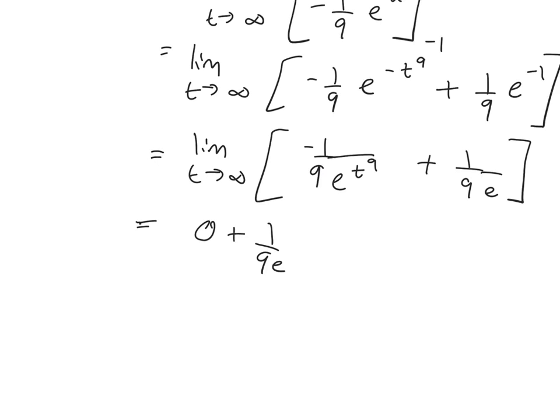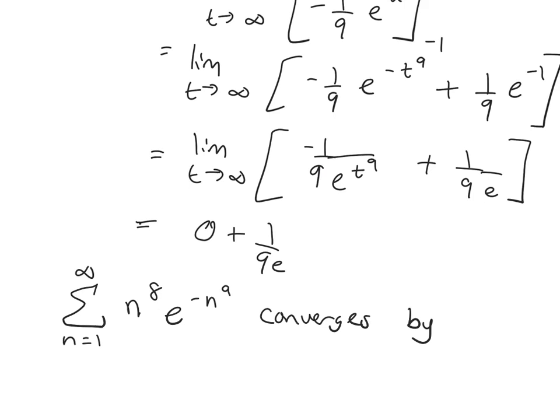So that doesn't mean that the series itself converges to 1 over 9. No, because remember, the integral is just like an approximation for the series. It's not actually telling you the exact value. Okay, so the series n to the 8th, e to the negative n to the 9th converges. Again, you would say by the integral test, because that's what you're using.